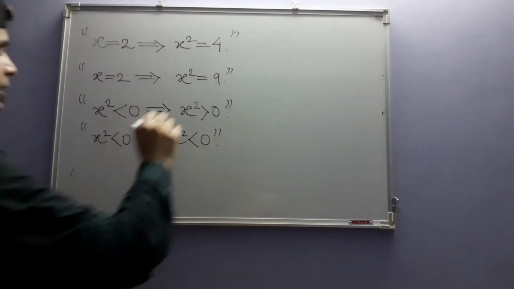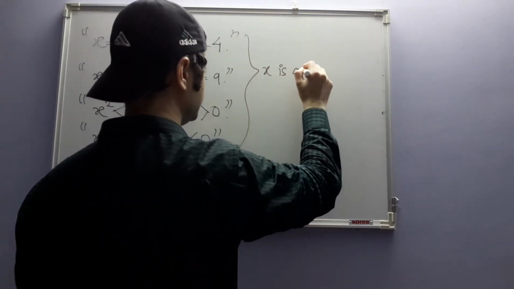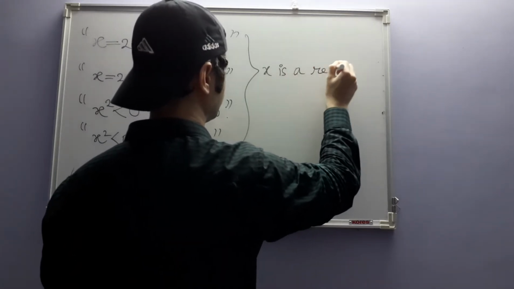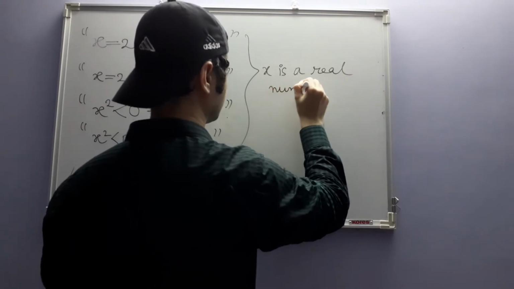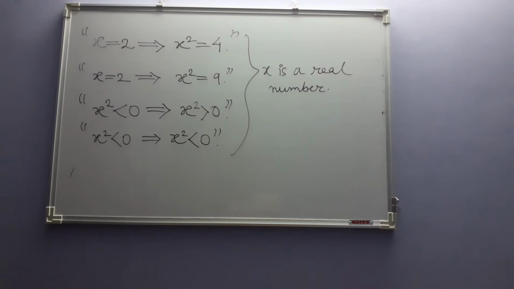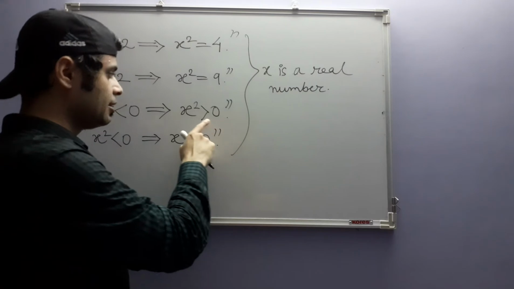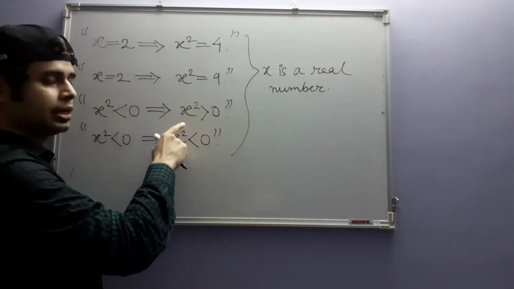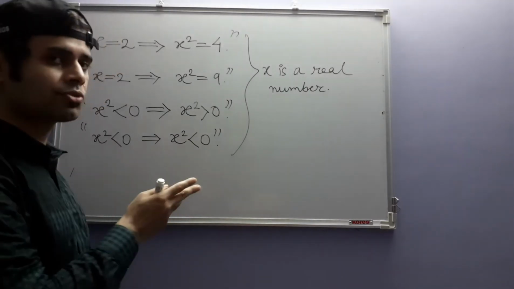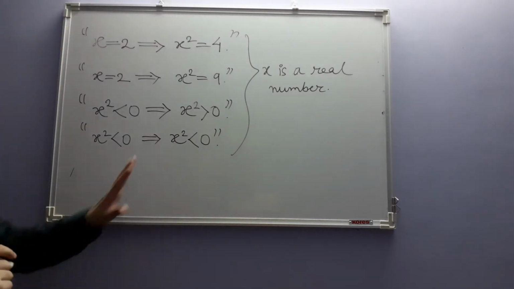Now I should mention that in this, x is any real number, or x is a real number. Otherwise it does not make sense. Otherwise these statements are ill-defined. Why are they ill-defined when I do not consider x to be a real number? That is somewhat advanced, okay? Advanced for school level. So we will come to that later. So now x is a real number.